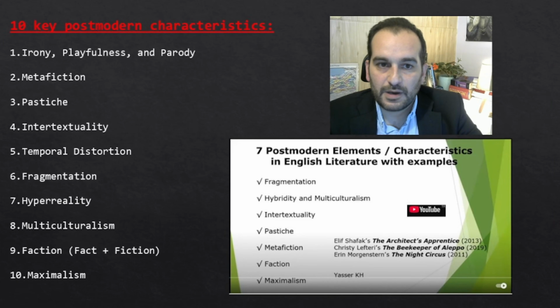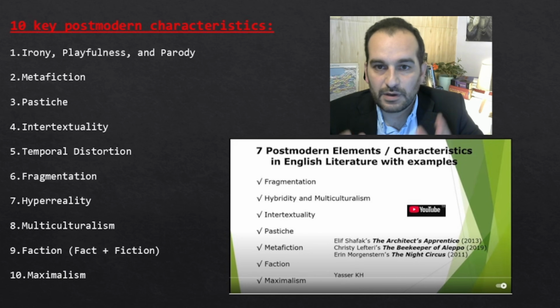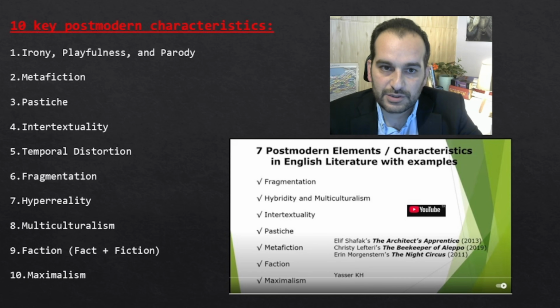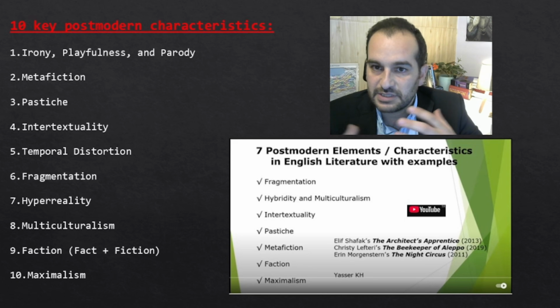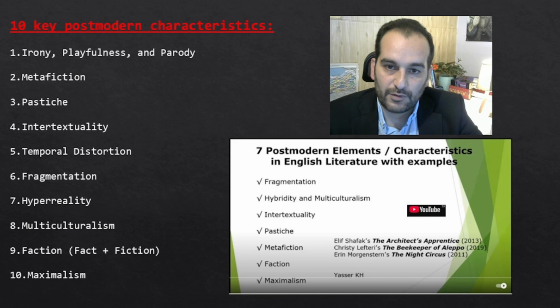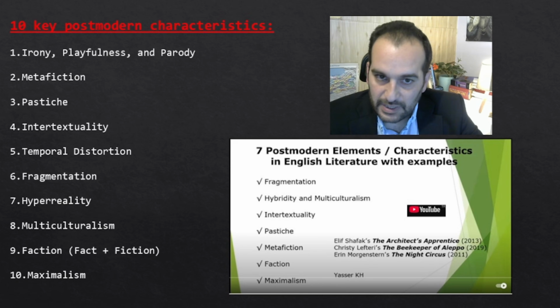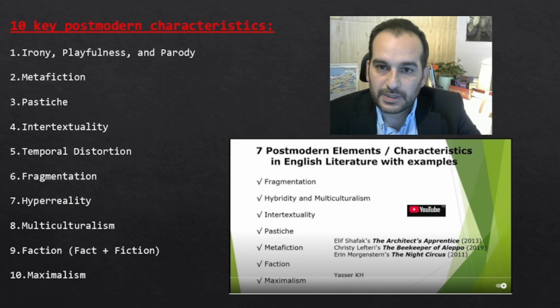Now, let's talk about 10 key postmodern characteristics. I will mention now 10 elements from postmodern literature. Each one I'll explain, and I will provide you with examples and try to simplify it. These 10 characteristics are really important for MA students, for PhD candidates, and for BA students as well. These topics are really trending for postmodern and contemporary literature.